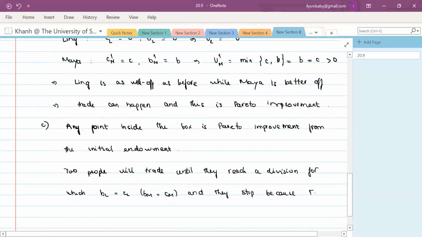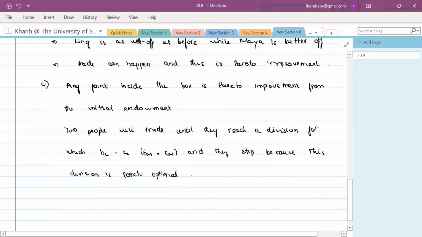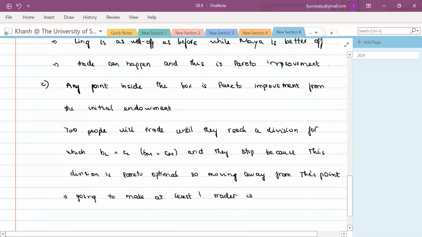Because this division or this point is Pareto efficient already, or Pareto optimal. So they would not be able to keep trading to make both of them better off. Moving away from this point, or trading to any other point apart from this one, is going to make at least one trader worse off, and therefore they will not be trading anymore.